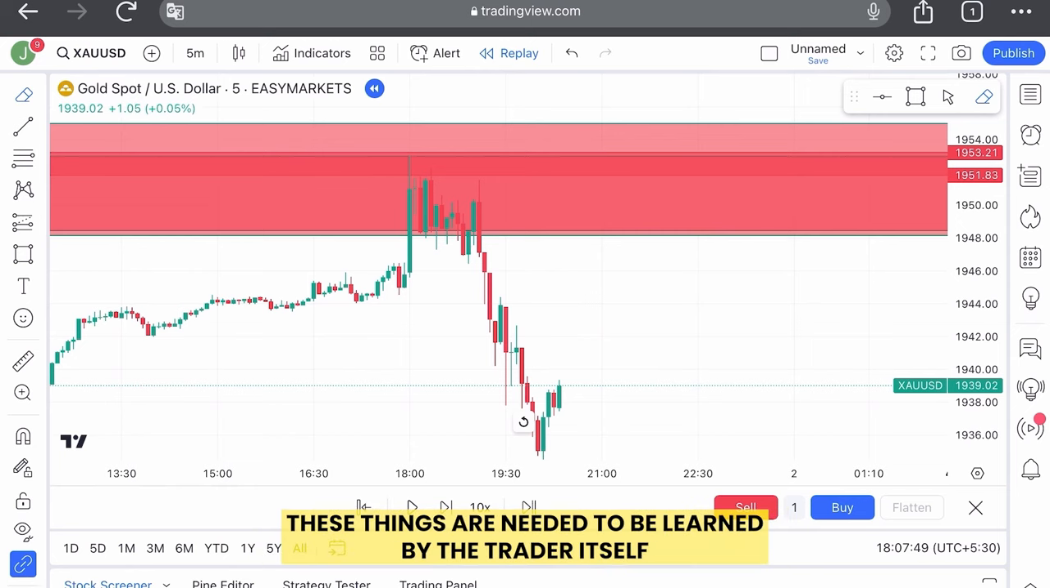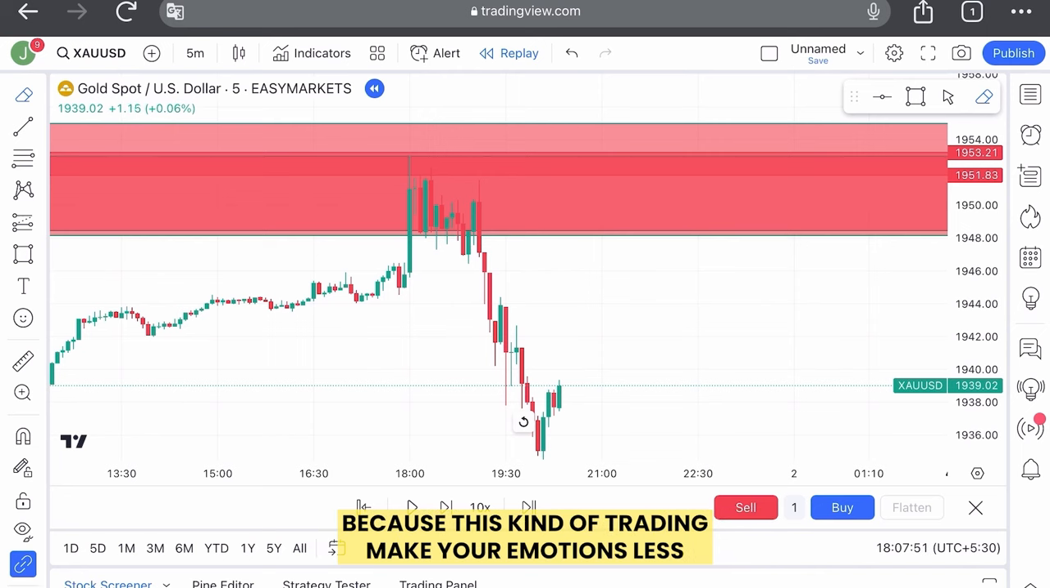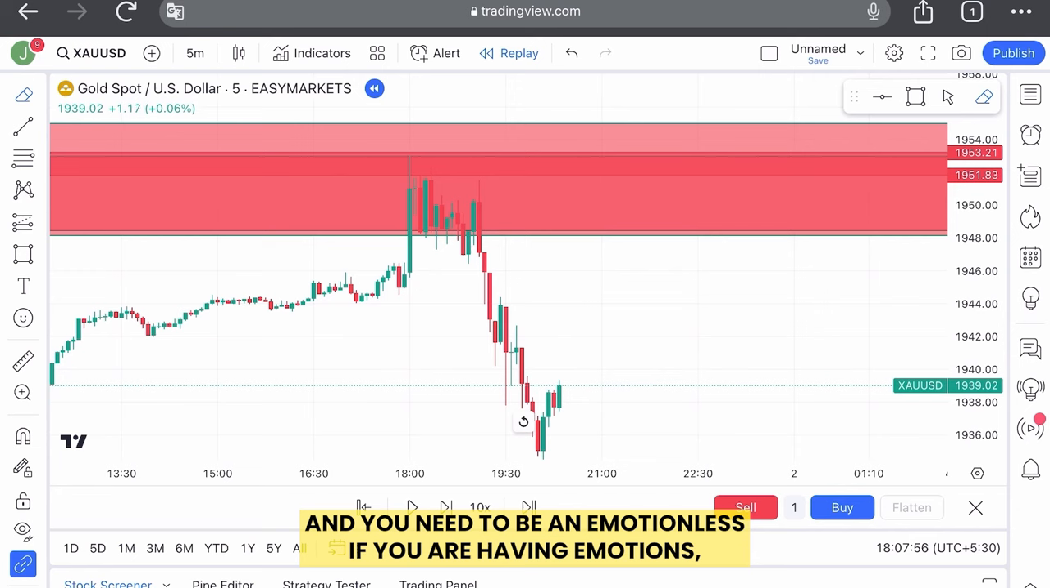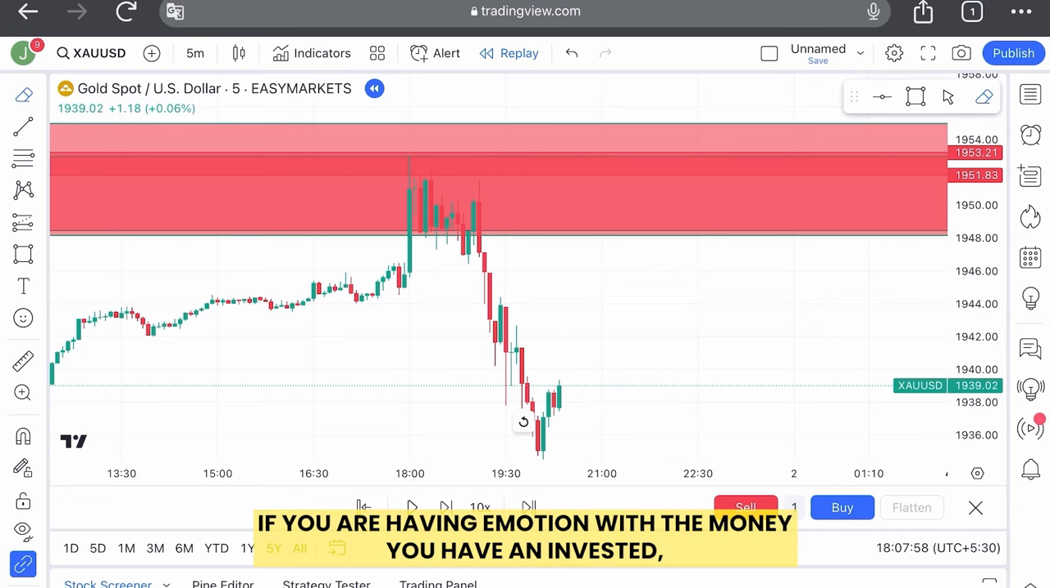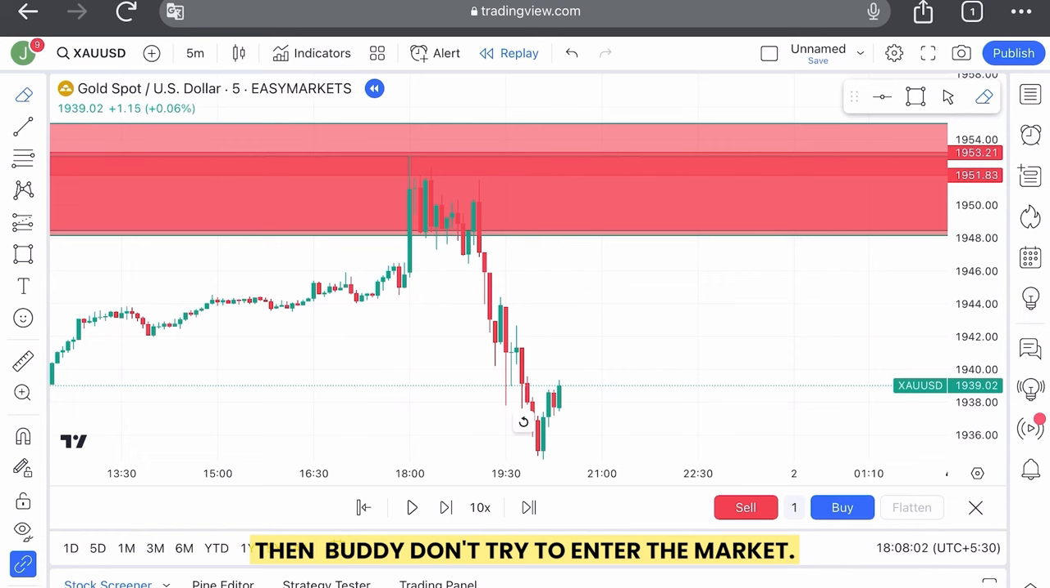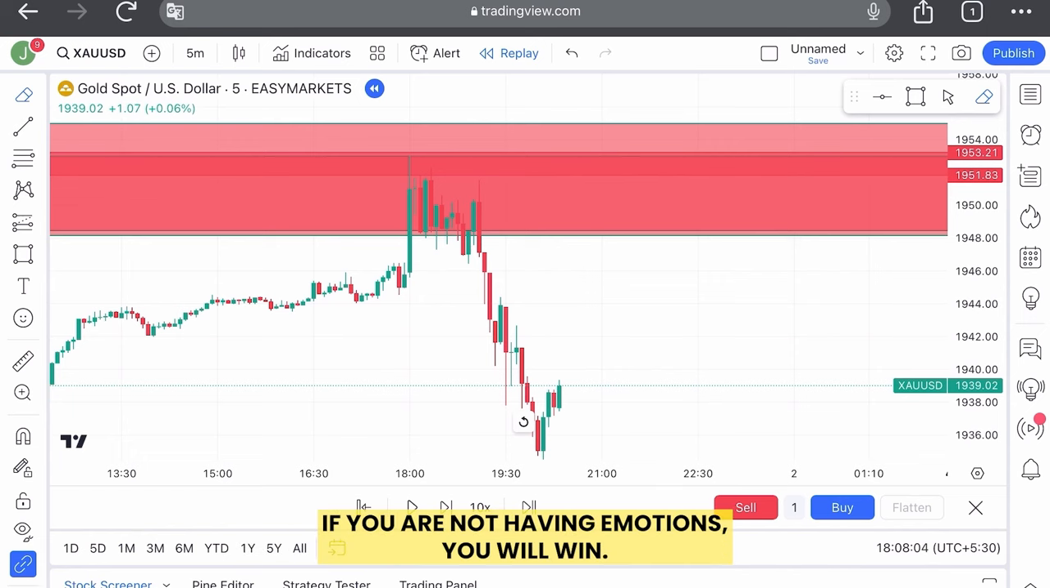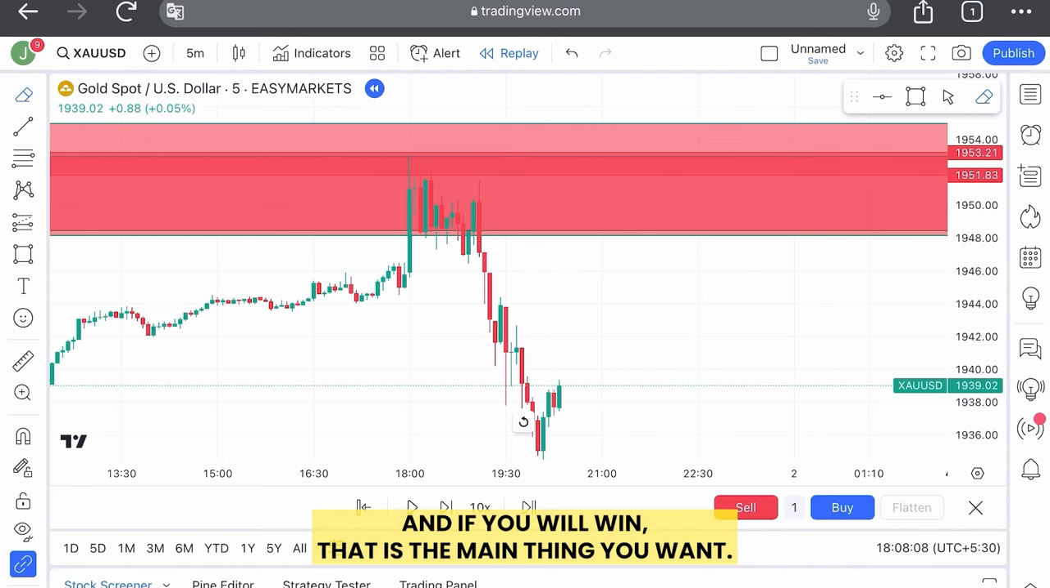These things need to be learned by the trader itself, because this kind of trading makes you emotionless. And you need to be emotionless. If you are having emotions with the money you have invested, then buddy, don't try to enter the market. If you are not having emotions, you will win. And if you win, that is the main thing you want.